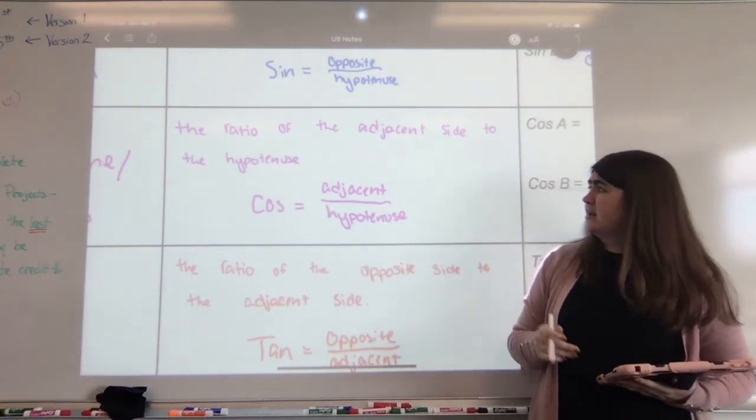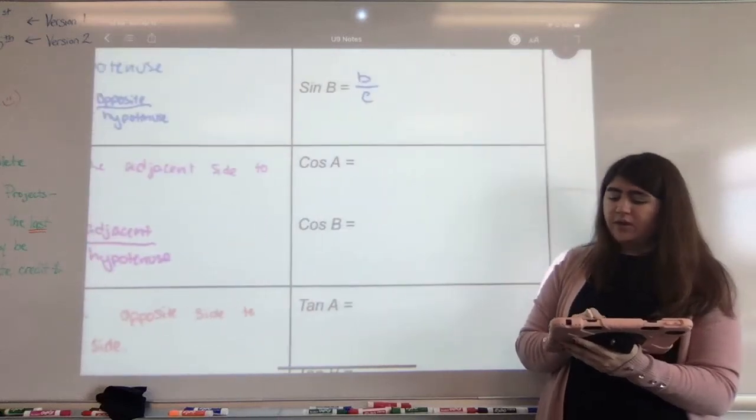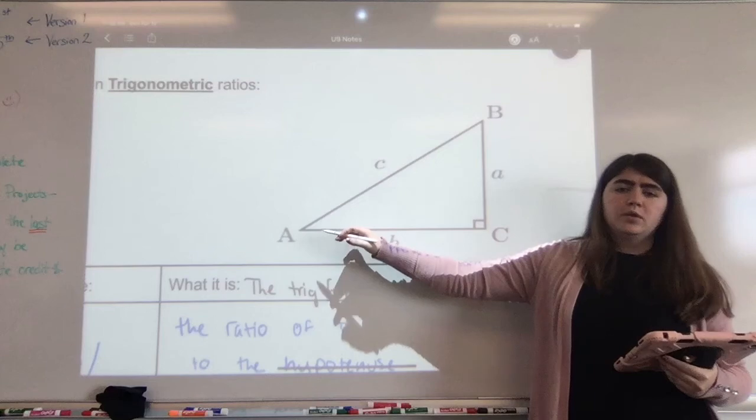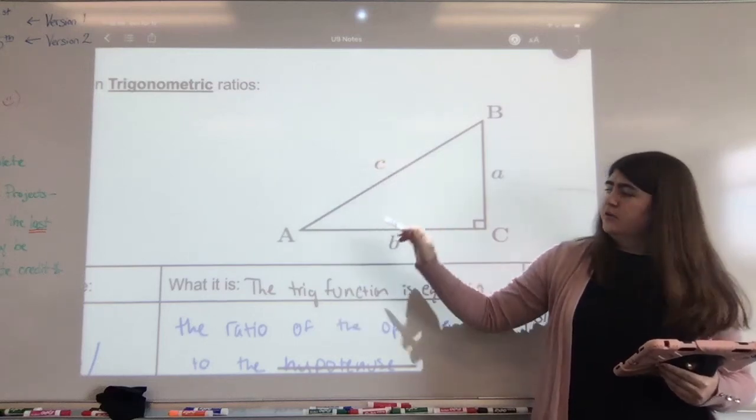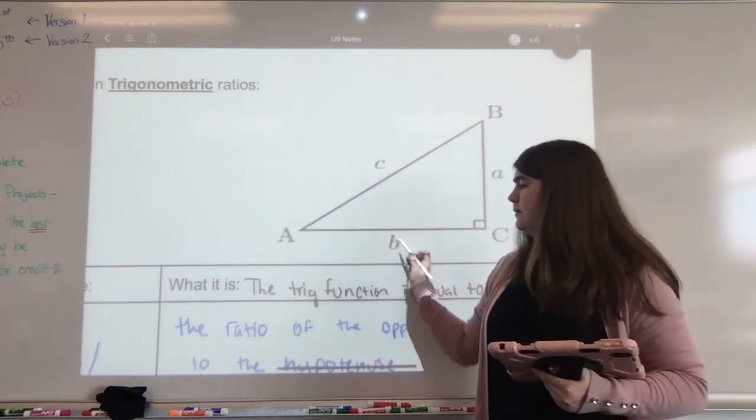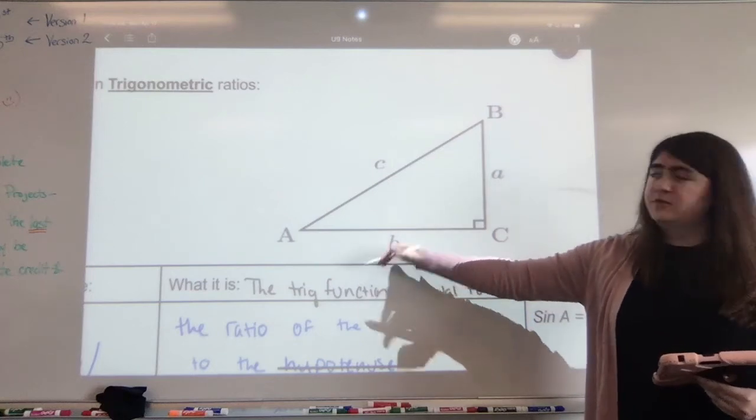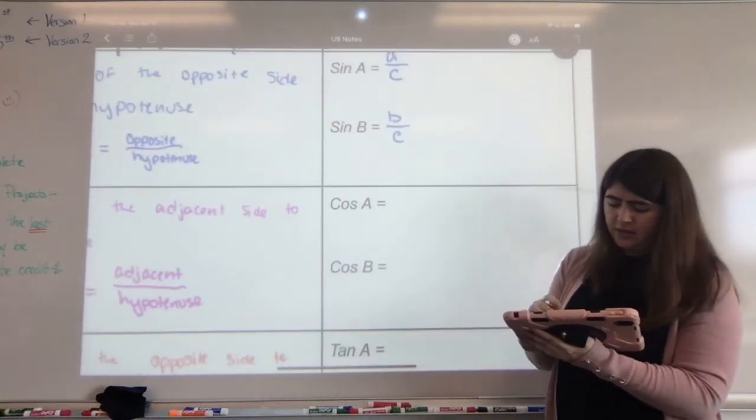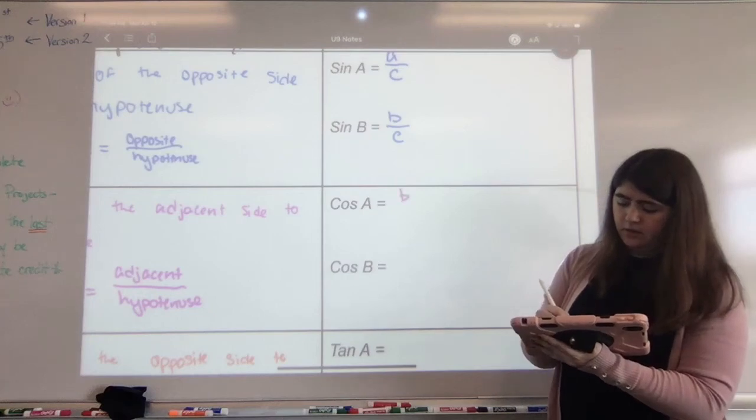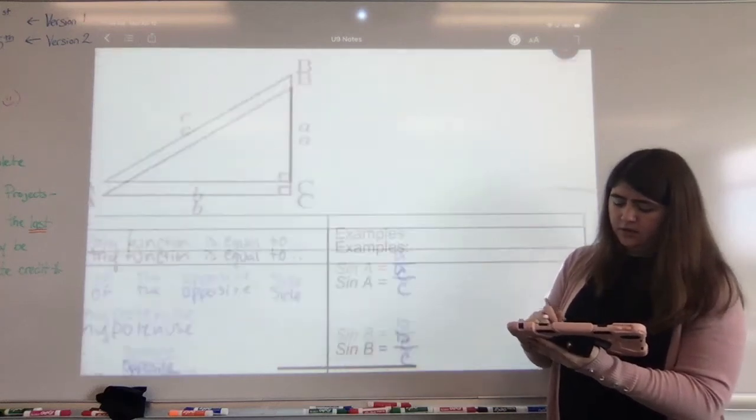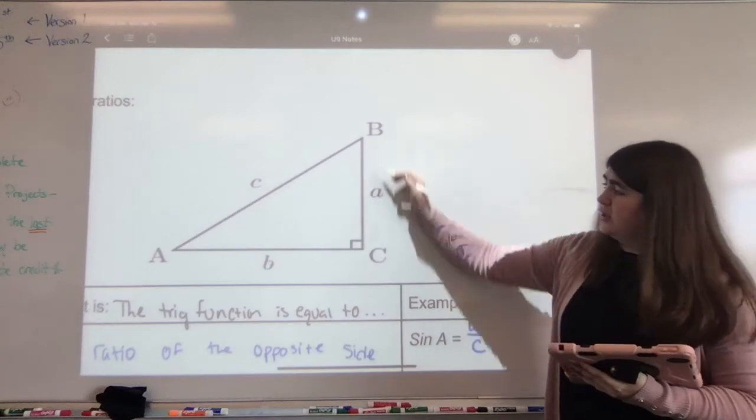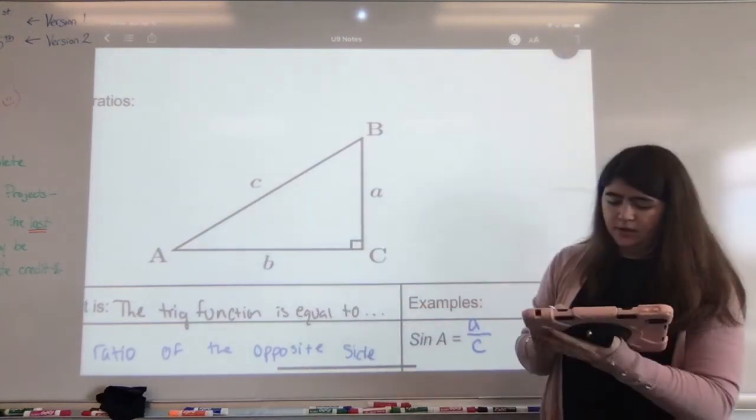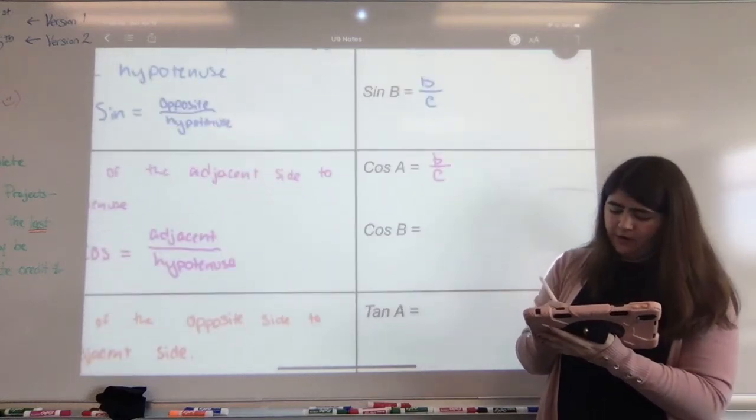So if we were to look at an example, we have the cosine of angle A, and we have the adjacent side, which will never be the hypotenuse. So the adjacent side has to be B over the hypotenuse, which is still C. So the cosine of A is equal to B over C. The cosine of B, we want the adjacent side, which is A, over the hypotenuse, which is C. So we have A over C.